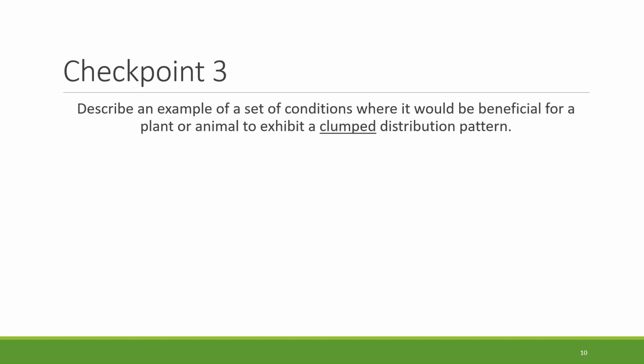And in this checkpoint question, I'd like you to use your imagination and think of an example of a set of conditions where it would be beneficial for a plant or animal to exhibit a clumped distribution pattern, and describe that set of conditions.